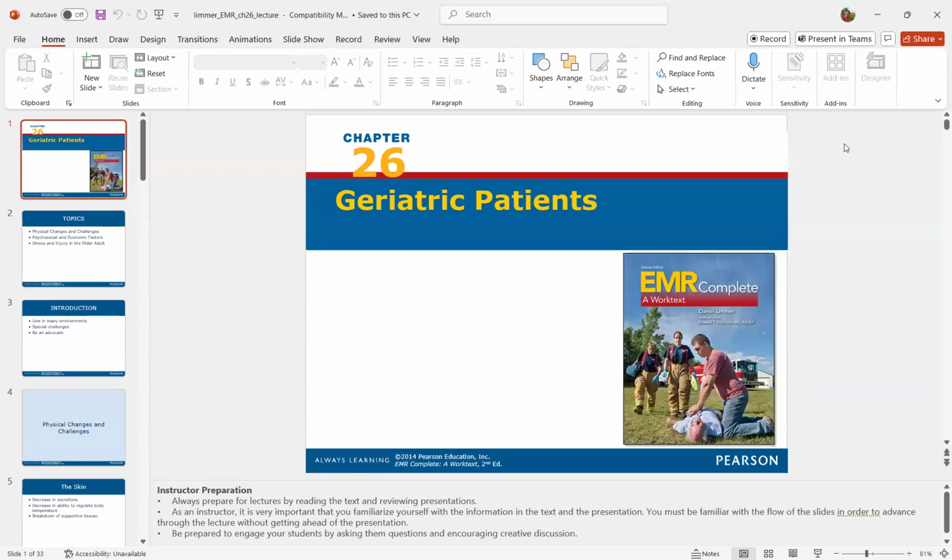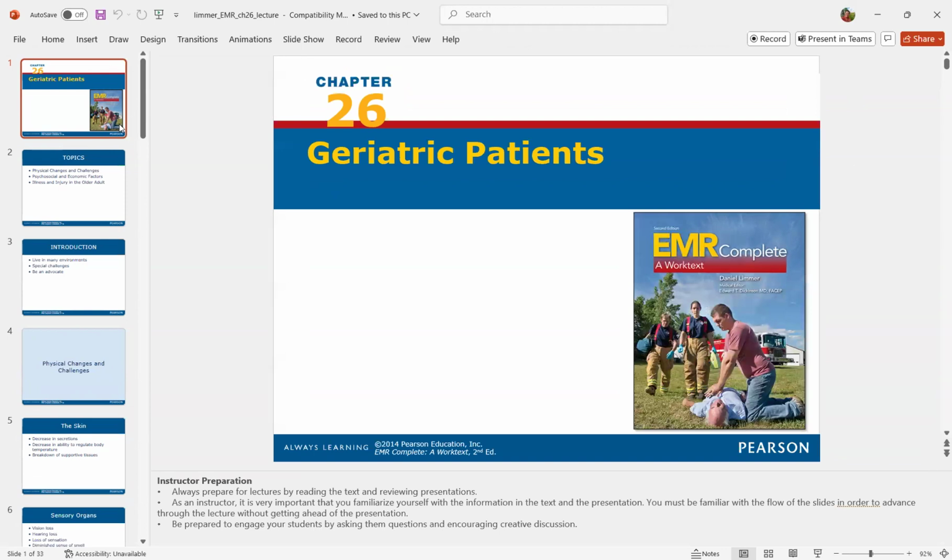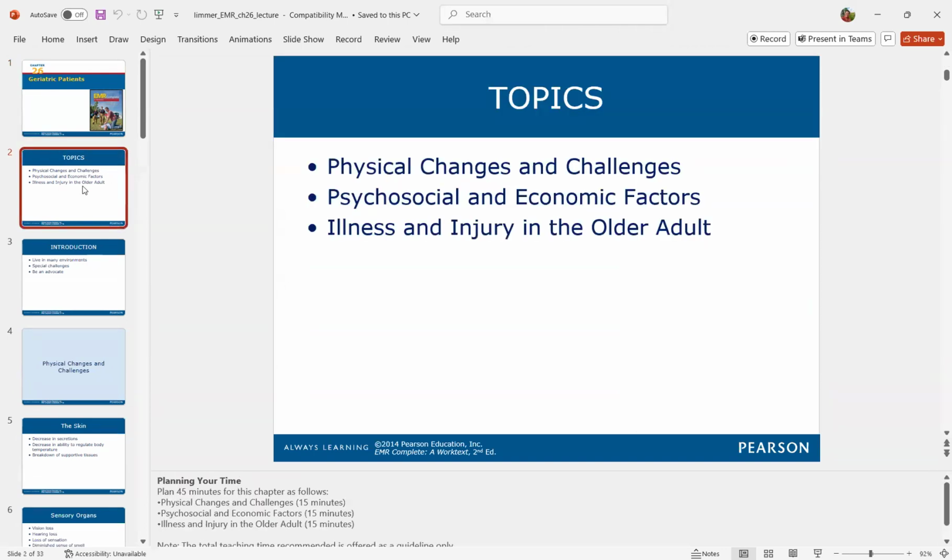All right, 26. Now we talked about young people. Now we're going to talk about old people. These are the geriatric patients, the older age brackets. So physical changes and challenges, psychosocial and economic factors, and illness and injury to these older adults is what we'll talk about with this one. This is kind of the group that you guys will be seeing. Hopefully you watched that video. I think it was a good video that I posted on your email on Monday. It shows the progression of these people coming in, and they have no idea what's wrong with them, even though they're presenting the same as our age bracket.